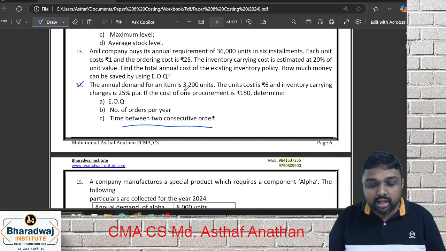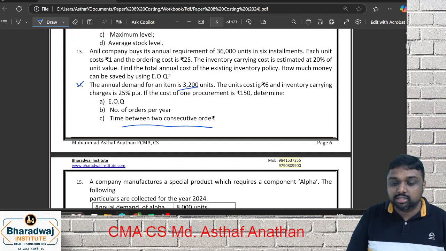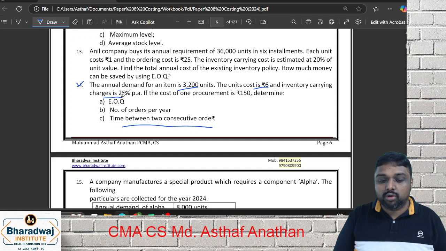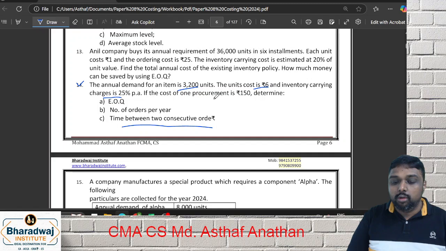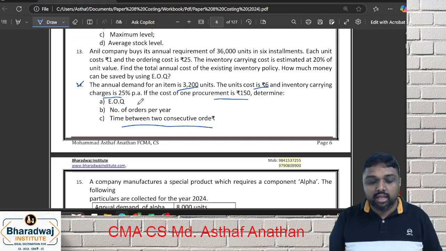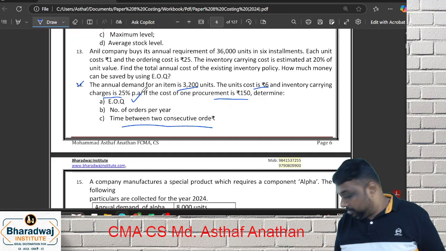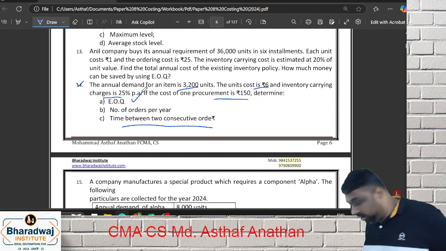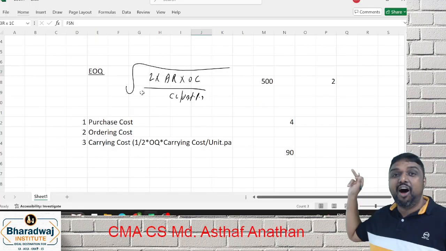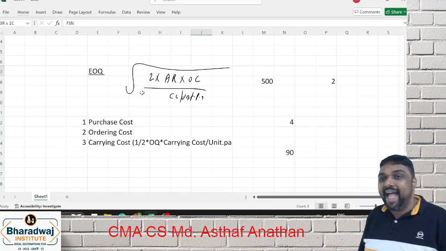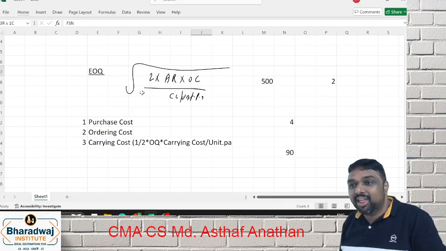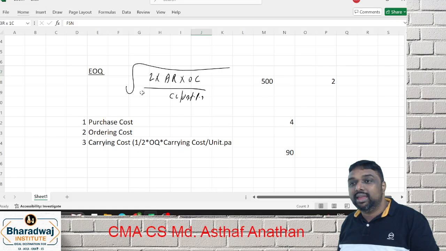So what is this point? Annual demand is already given. Unit cost is what? 6 rupees. Inventory carrying cost is what? 25%. Procurement cost is what? 150. We have to find out what? EOQ. Just now we revised the EOQ formula: root of 2 into annual requirement into ordering cost divided by carrying cost per unit per annum.